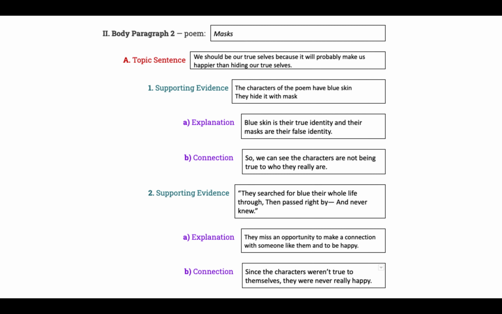All right. So here is the outline I have for Masks. I chose Masks. I think the message of Masks is we need to be true to ourselves because we'll be happier that way. I have 2 pieces of evidence. One, I'm talking about the blue skin that they're hiding behind with the mask. And the other, I'm giving you a direct quote from the end of the poem.